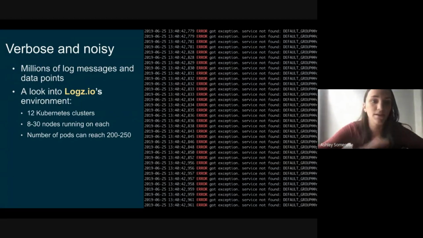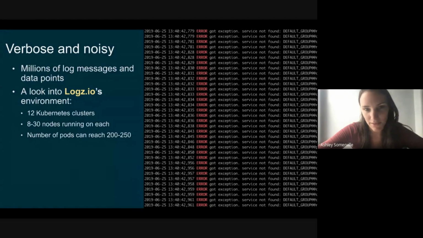Okay, and the last thing, verbose and noisy. So there's millions of log messages and data points that are coming in from your Kubernetes clusters. The moment you connect Fluentd, connect Prometheus, you're flooded with information. So it goes from finding the needle in the haystack of a monolithic system, one log file, to sifting through millions of log messages and looking for the root cause of the issue.